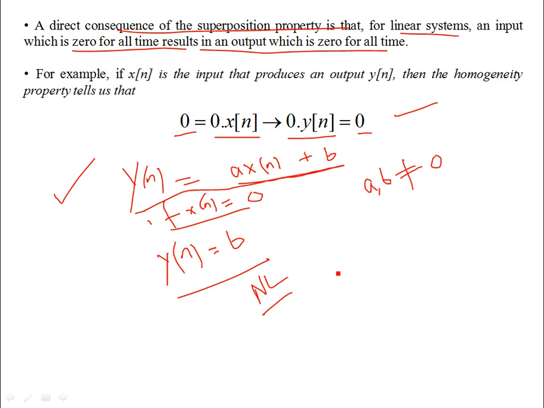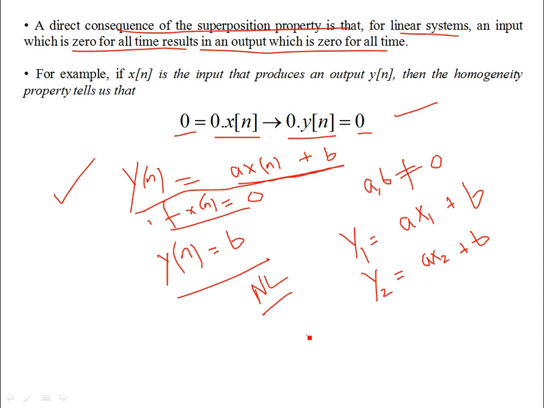If you have to, you can show that y1 is my response to an input x1, which is a x1 plus b. Then I have another response y2, which is due to another input x2, not equal to x1. So this is a x2 plus b. So I have two outputs. y1 is a response to x1. Similarly, y2 is a response to x2.